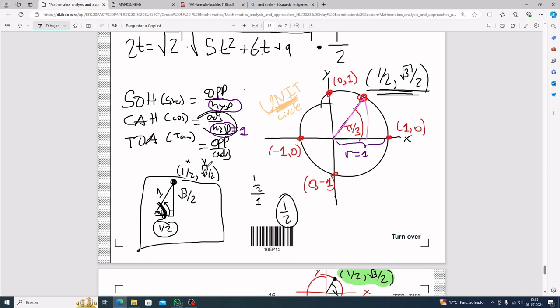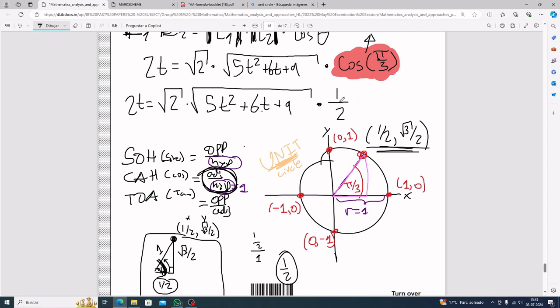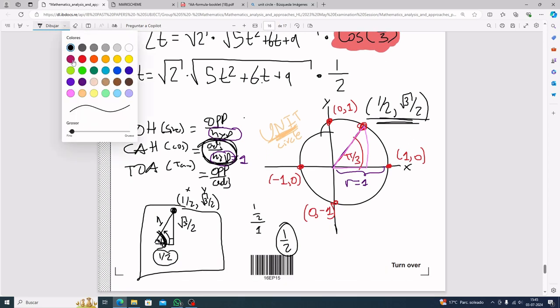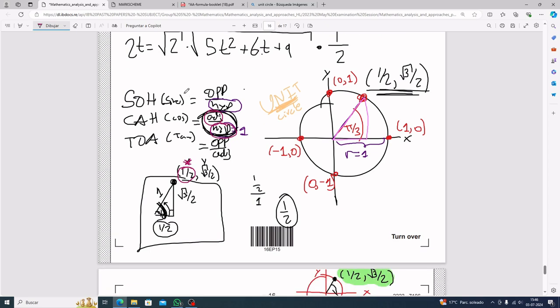So that is why I ended up plugging in, by doing adjacent over hypotenuse, that cosine pi divided by 3 is simply going to be 1/2. The other way you can think about it is that because the hypotenuse equals 1 in this case, the adjacent has to be the x value. And what's the x value of that coordinate? 1/2. The same thing works. If we were talking about opposite, then it would have been the y value.